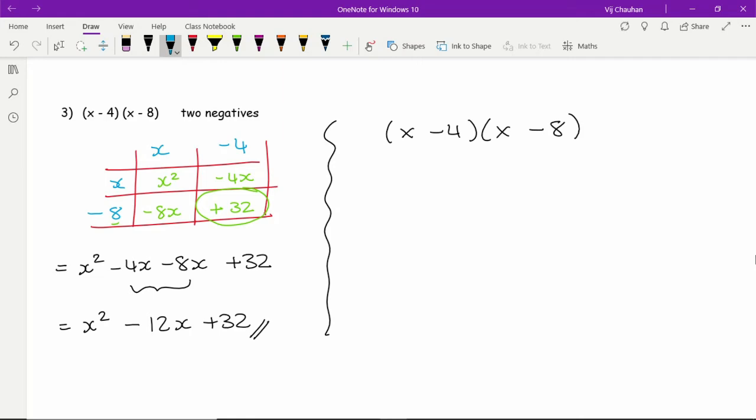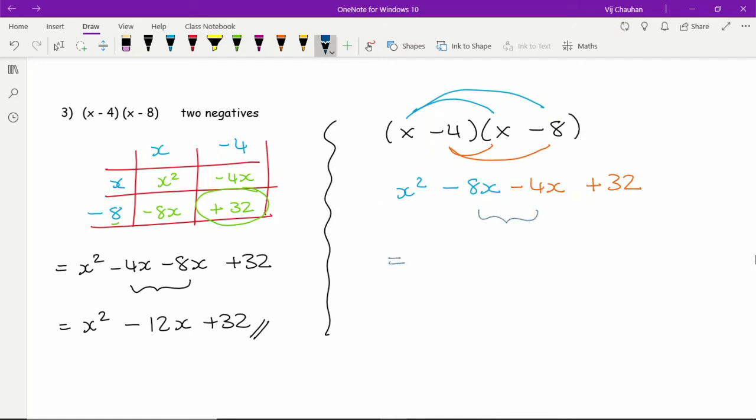So again, I've got x times x, which is x squared, x times minus 8, which is minus 8x, and then I've got minus 4 times x, which is minus 4x, and then minus 4 times minus 8, which is positive 32. And then writing your final answer, which is just combining these two things here, I get x squared minus 12x plus 32, and there is our final answer.